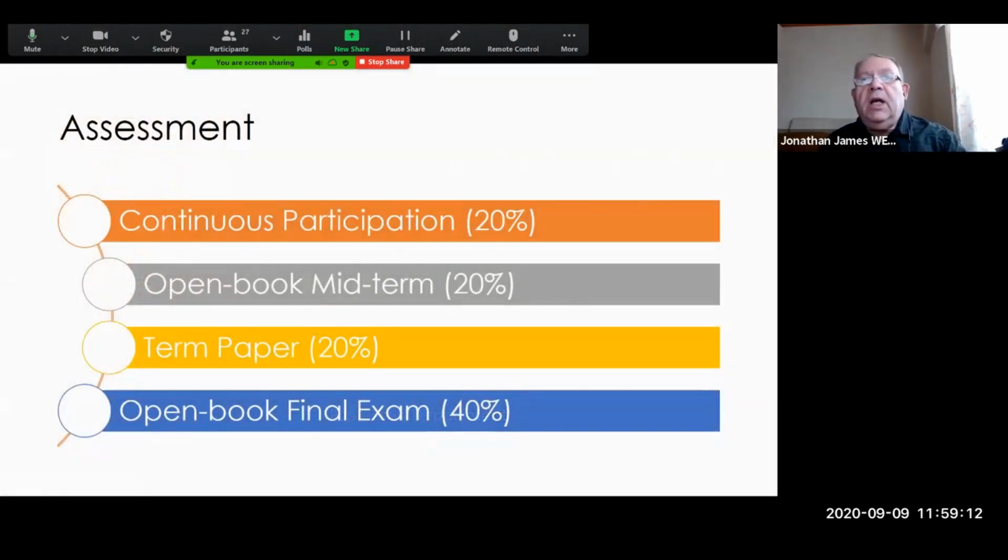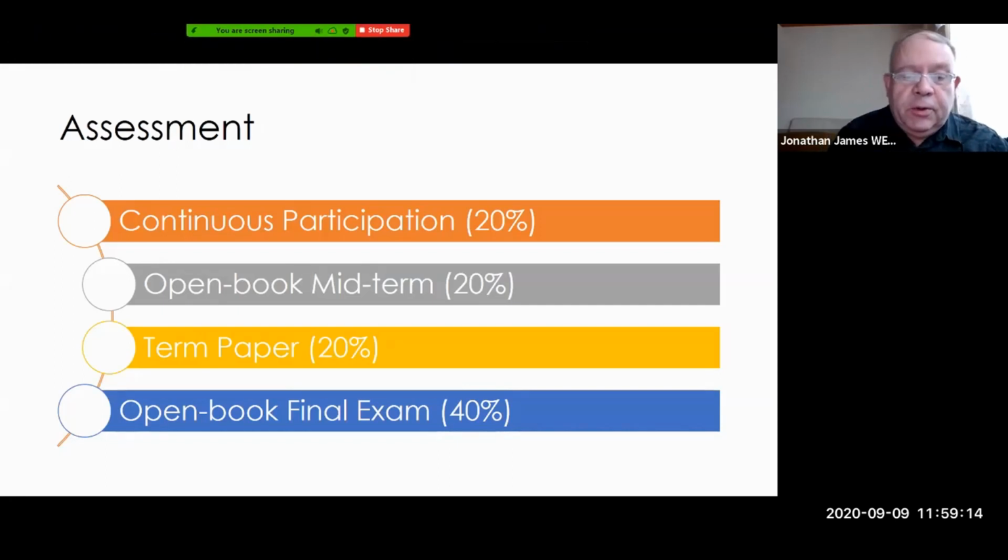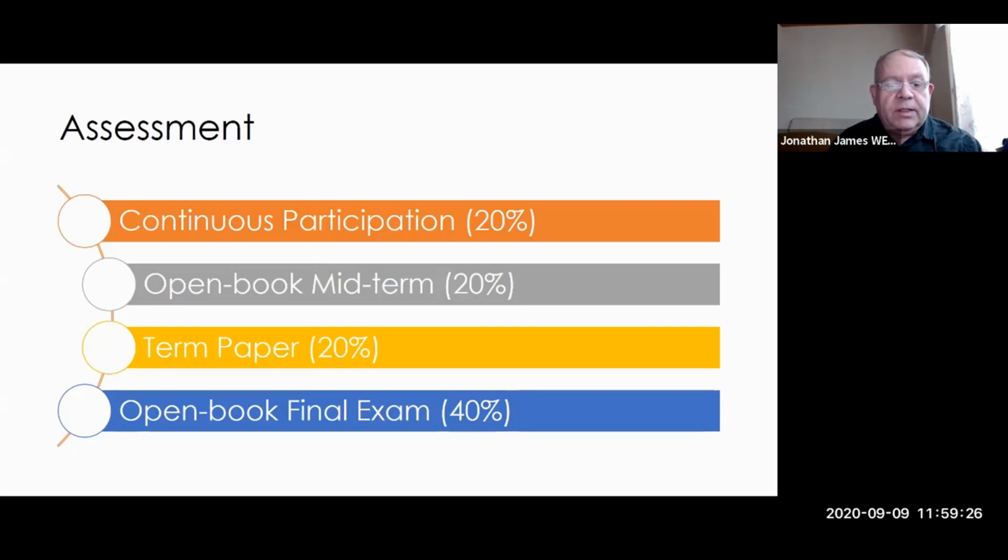Just a brief repeat of what I mentioned last time about assessment for any of you who might be joining this week for the first time. And just to go over again the ideas of what we will be doing. Continuous participation, I'll explain a bit more about that in a moment. We will have an open book midterm test, a term paper, 20%, and an open book final exam. There is an exam, 40%.